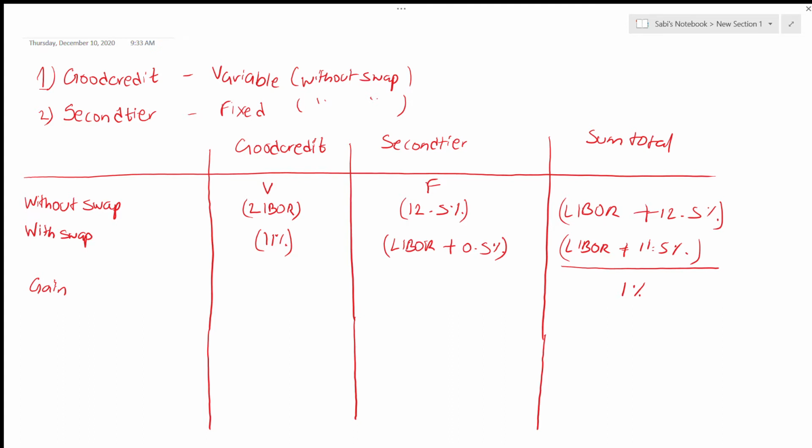Now this gain, right? They might tell you or they might not tell you. They might tell you that the gain is divided equally between the two parties. Even if they don't tell you, you have to take it equally between the two parties. The gain should always be divided between the two parties equally, even if they don't mention it in the exam. But if they mention, you anyway have to take. So split the gain.